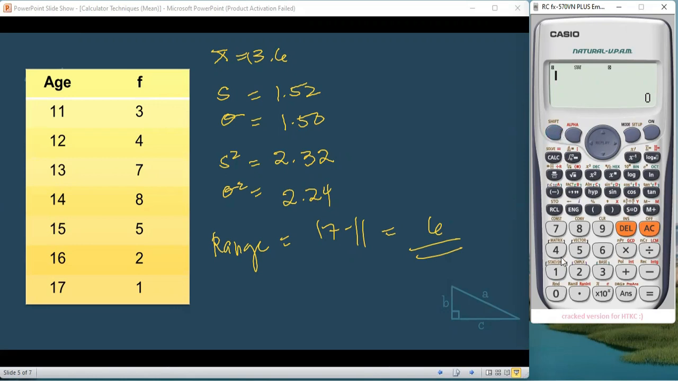Now, let's get the summation. So, we have here 3, 2. And the answer is 408. So, the summation and the summation of x squared naman po will be 5,616.